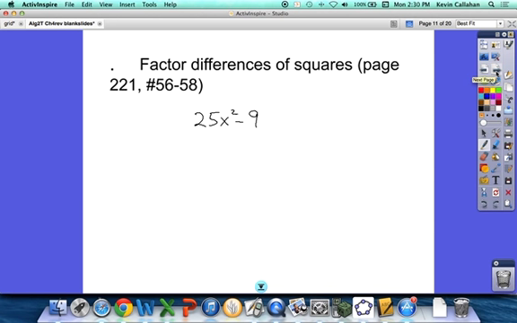Factor difference of squares. I mean, you recognize it as a difference, right? A subtraction. 25 is a perfect square. 9 is a perfect square. So how does it factor? 5x plus 3, 5x minus 3. Right? Again, that's 5x squared minus 3 squared.